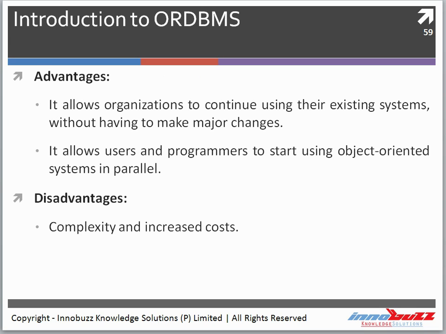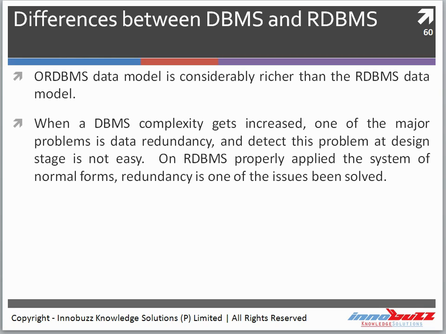Some advantages include allowing the programmers to start using object-oriented systems in parallel. Of course, one disadvantage is the complexity. Difference between DBMS and RDBMS. One difference is that when a DBMS complexity gets increased, one of the major problems is data redundancy, which at the design stage is not easy to detect. This is solved using normal forms on RDBMS.